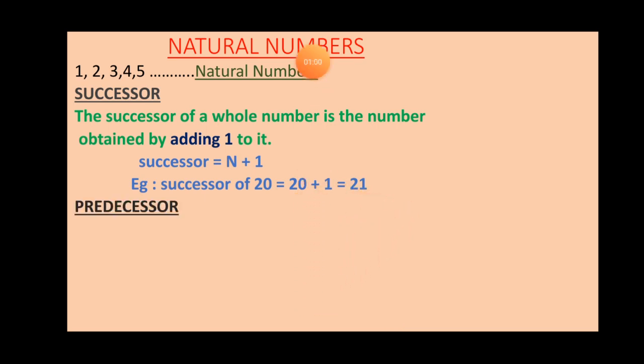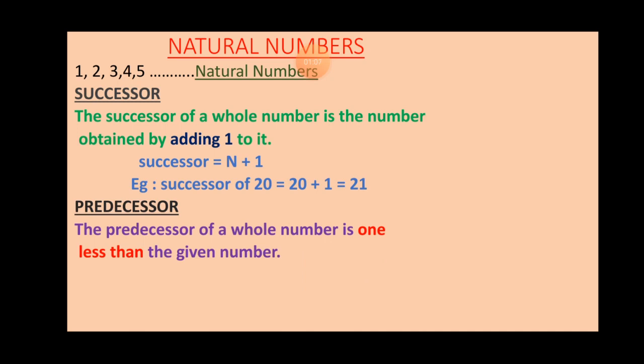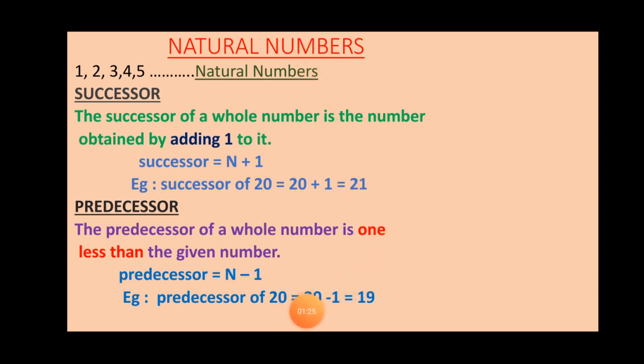In the same way, when we talk about predecessor, we can obtain it for any given number by obtaining 1 less than the given number. Or when we obtain a number that appears just before the given number, that defines the predecessor of it. So for this number 20, we can get its predecessor by subtracting 1 from it, which gives 19.